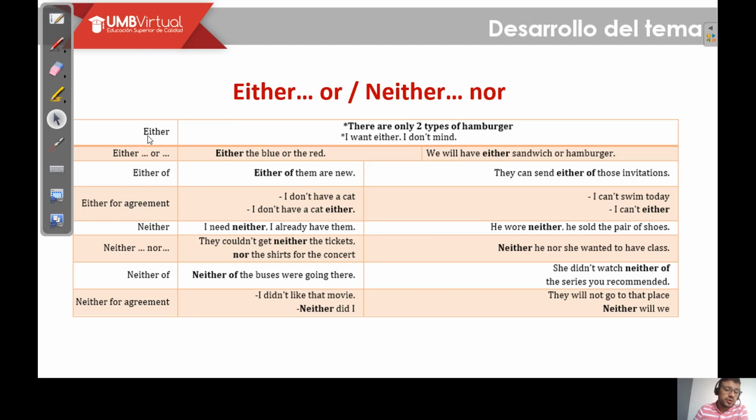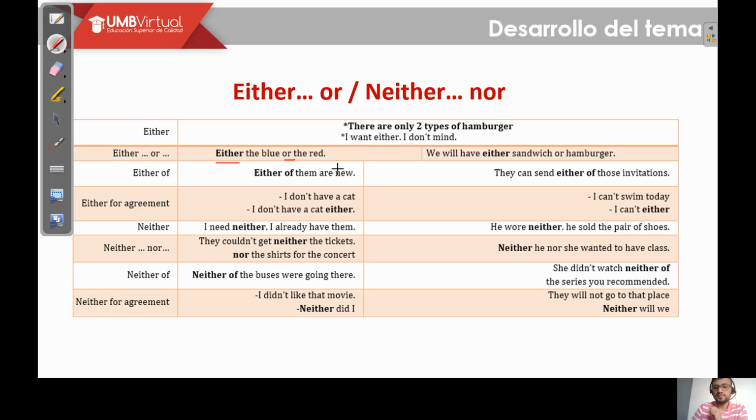So you use either when you have two types of things and you think both of them could work for you. There are two types of hamburger. You say, I want either. One or the other could be either plus or, either the blue or the red. And you have it in there, either or.